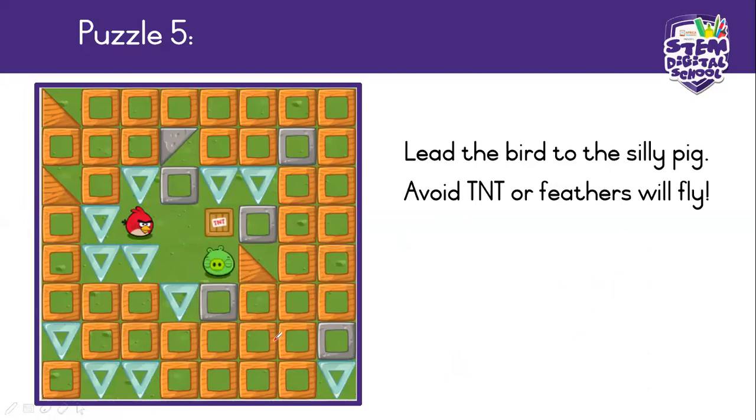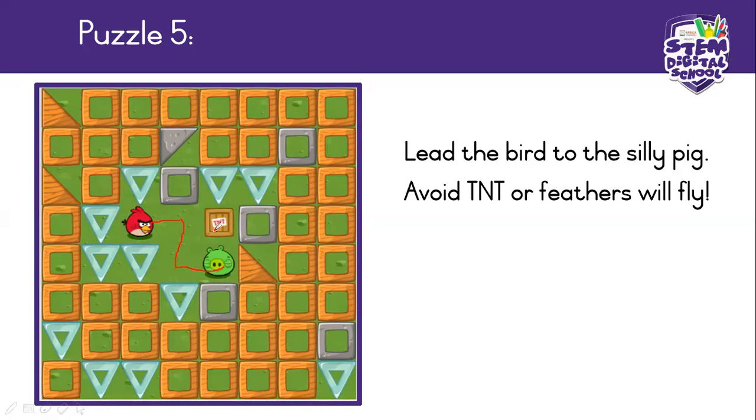This is puzzle 5, and puzzle 5 is also going to be your homework. Now in this puzzle, the instructions will tell us to lead the silly pig with the bird to the silly pig. So we will move here, we will move forward, but now we will have to turn. We'll have to turn right, move forward. Now we will have to turn again, and then we will get to the pig.